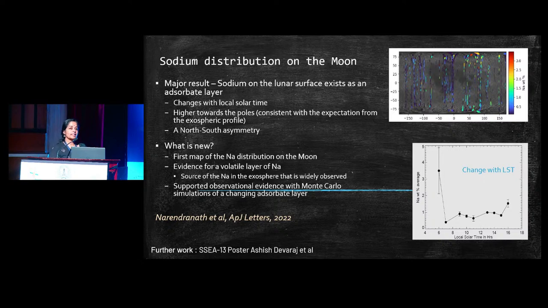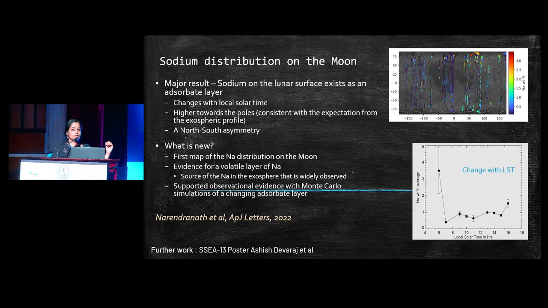But to really connect what processes displace atoms from the surface to the exosphere, so far it's all based on models. Though there are independent measurements of the exosphere and of the surface, there has not been any such tracer possible so far. So with a map of sodium and ground observations of sodium that we have been doing from Kavalur at VBT in collaboration with Shivrani at IAA, you should please check out the poster that Ashish has downstairs. We are able to detect lunar exospheric sodium using ground telescopes, and then you have a map of sodium using CLASS. So for the first time you get a direct connection between what is on the surface and what is in the exosphere.